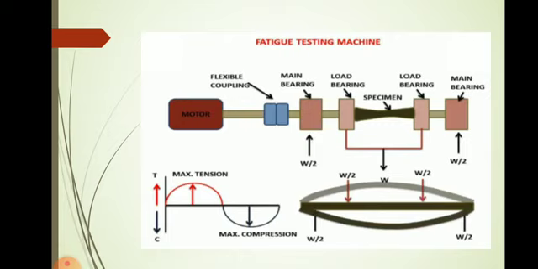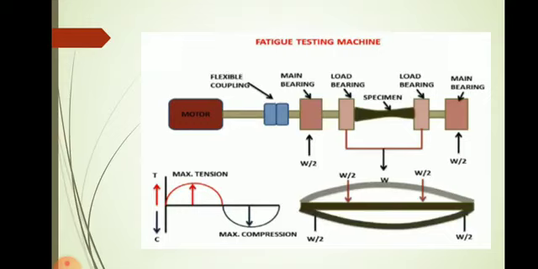Now, W by 2 reaction forces will be there on the main bearing, and W by 2 forces will again be acting in the downward direction on the load bearing. Whenever we rotate the shaft or the motor, the specimen will also start to rotate. But due to some amount of misalignment, there will be fluctuation of that shaft, and we have also applied a W load, so that a W by 2 load will be acting on the two load bearings.